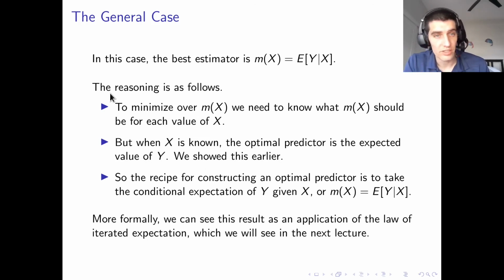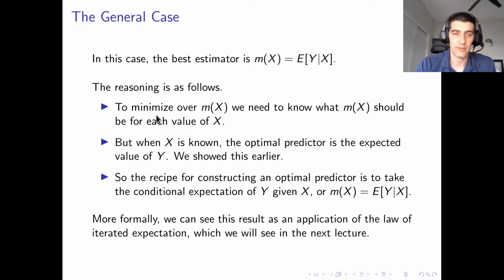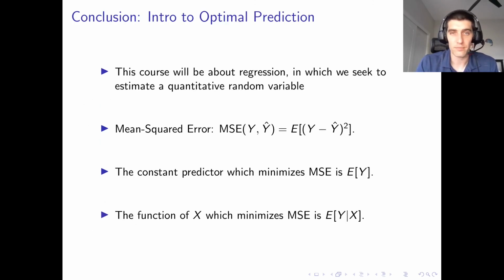These bullet points outline in a little more detail what I just said. The recipe is basically fixing an x. Once you've fixed x, you know the name of the game. The minimizer is the mean, but that mean depends on the input x. We can see this as a result of the law of iterated expectation. That's fancy language, and I'm not going to go into that too much now. This can be formalized even more, but I think this intuition suffices for now.